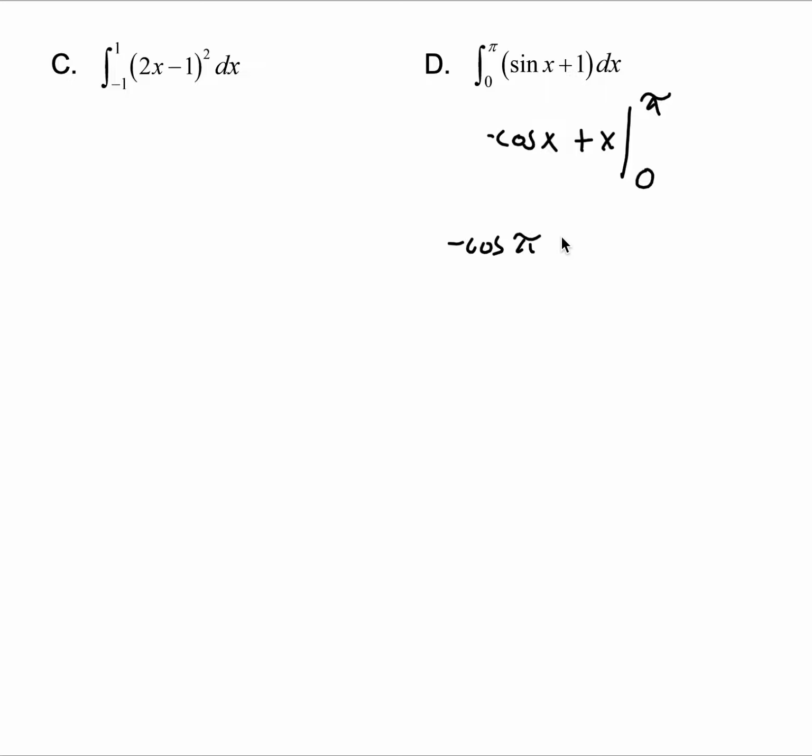I plug in my pi, minus negative cosine of 0 plus 0. Okay, we know that the cosine of pi is negative 1. So you have a negative times a negative 1. So you end up with negative negative 1, or positive 1, plus pi. And then we know that cosine of 0 is 1. So you have negative 1 minus. So this becomes plus 1. And that's just 0, right? So your answer is going to be pi plus 2.